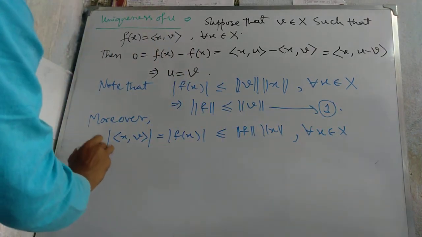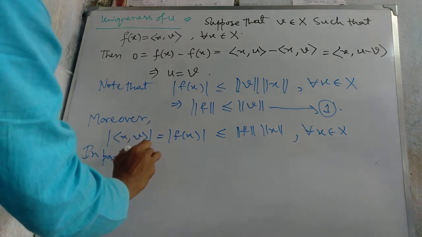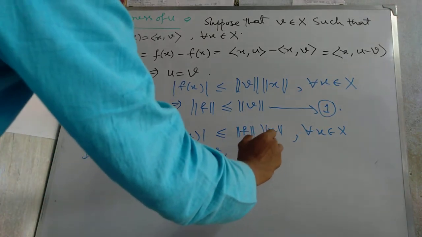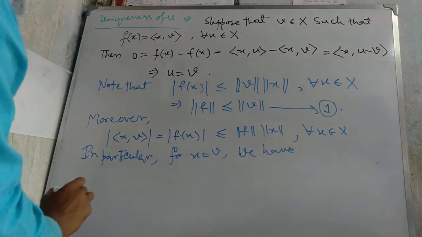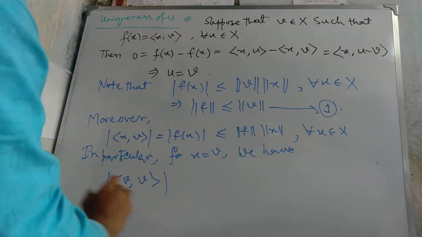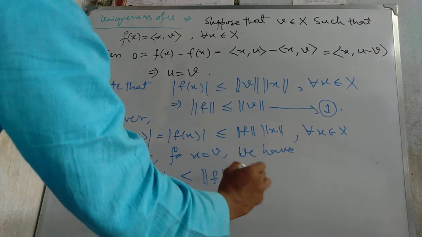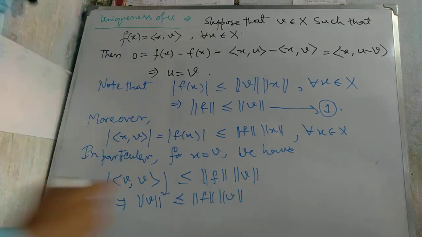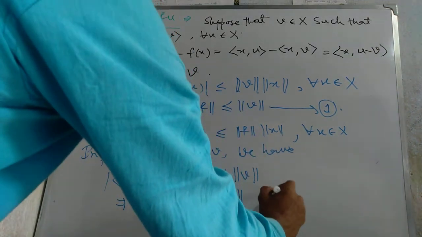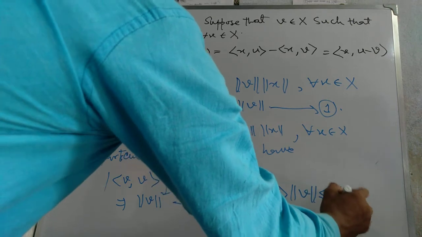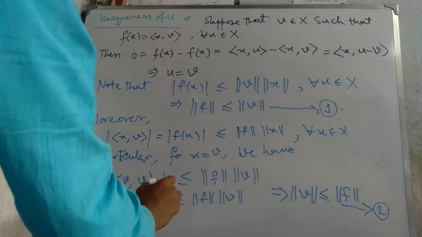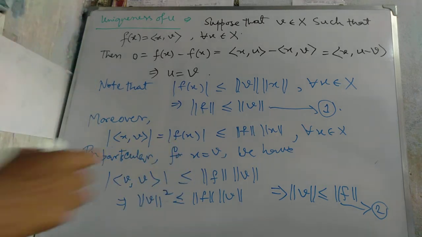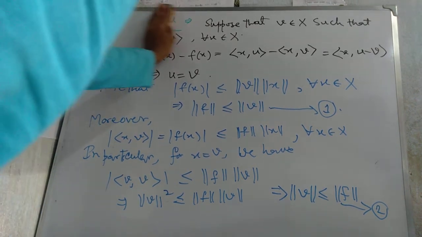Then what happened? We take, in particular, x equal to v. We put x equal to v. Then we get the inner product of v and v, which is less than or equal to norm of f times norm of v. This equals norm v squared, which is less than or equal to norm of f times norm of v. So this implies that norm v is less than or equal to norm of f. This is marked as 2. Then we erase our portion and go forward.